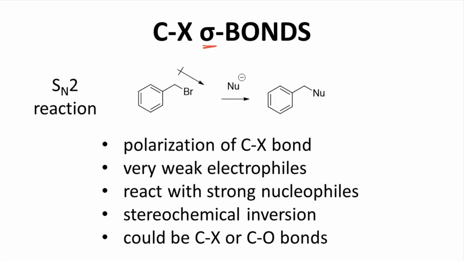Let's move to sigma bonds, specifically CX bonds. These are broken in SN2 reactions. The carbon of a CX bond is not obviously electron poor, and people tend to highlight the polarization of the bond to showcase the electrophilicity at carbon. Because the electrophile is weak, you need a strong nucleophile to perform an SN2 reaction, azide, cyanide, etc. If the carbon is a stereocenter, then you will get inversion. The leaving group does not need to be a halogen. Oxygen-based leaving groups like a tosylate are also common.